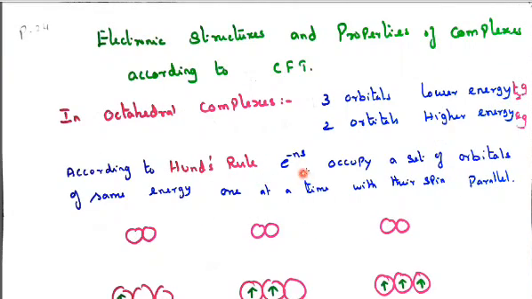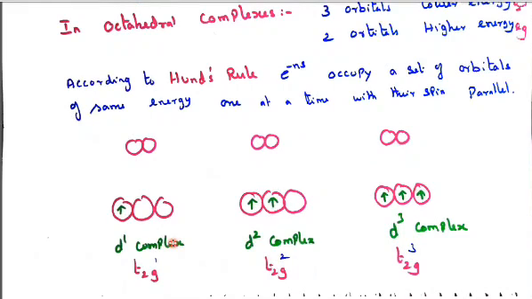So according to Hund's rule, electrons occupy a set of orbitals having the same energy one at a time, with their spins parallel. So d1 means it is filling in the t2g, and in a d2 complex 2 electrons fill in t2g, one in each. For d3, 3 electrons occupy the same t2g set, one in each. In the case of d1, d2, d3, the electrons fill only in the lower energy set of t2g itself.